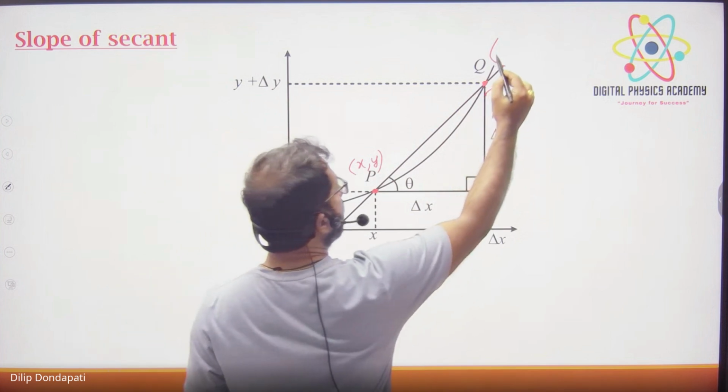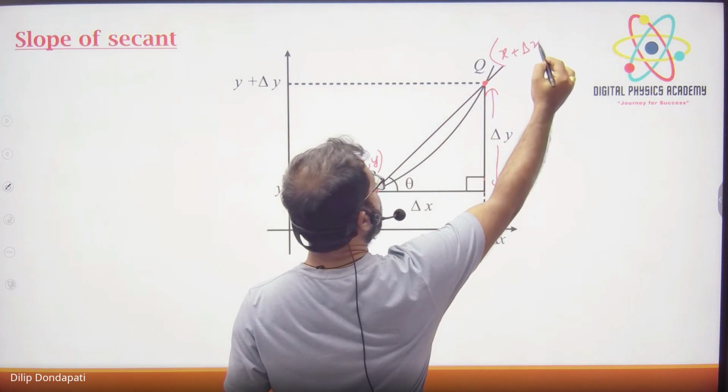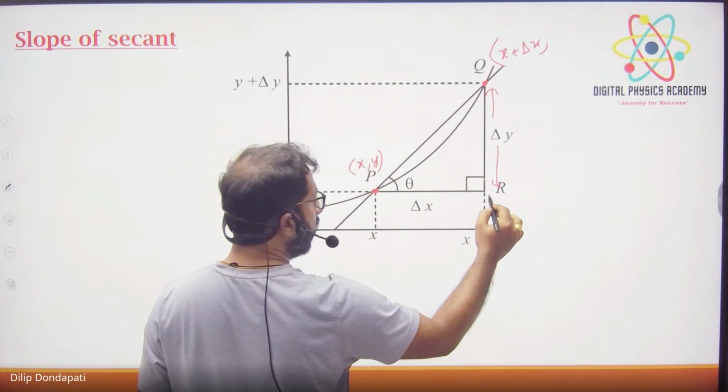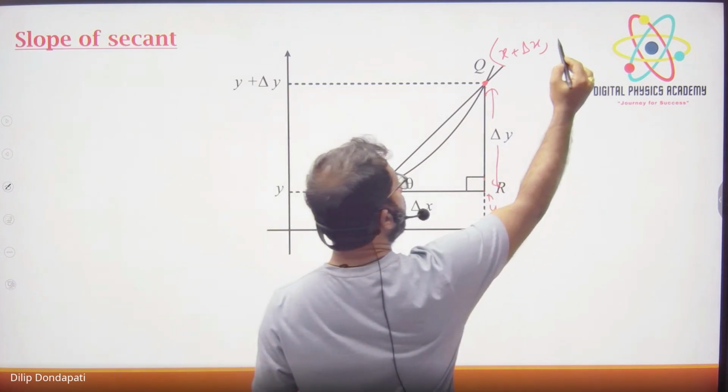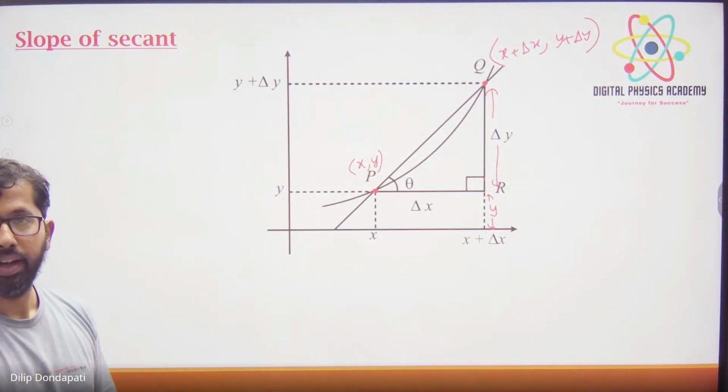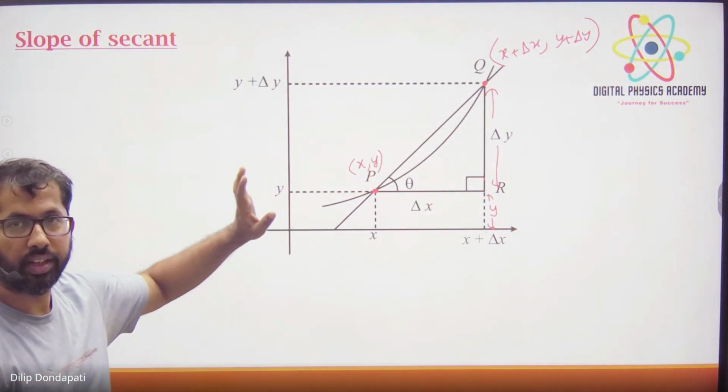X plus delta x, comma. What will the y coordinate be? Total y will be, this is y right here to here. What is the y coordinate? Y plus delta y. Now this is a coordinate you understood, right? Yes, understood this coordinate. I've learned this before.